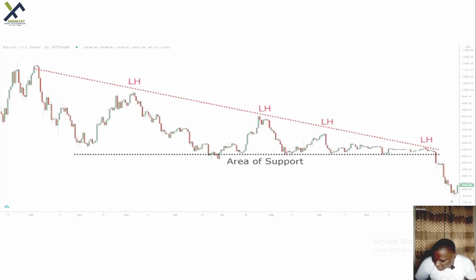You discover that this chart is on a downtrend. How do I know it's on a downtrend? Now I have a lower high, lower highs, lower highs, lower highs, lower low, lower low, and all of a sudden there is a change.